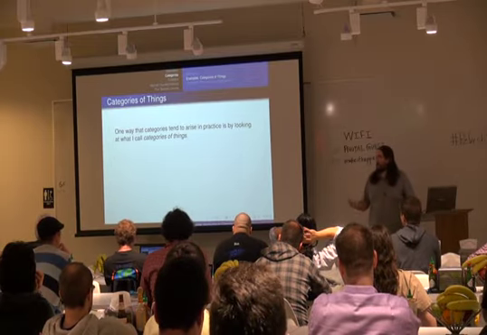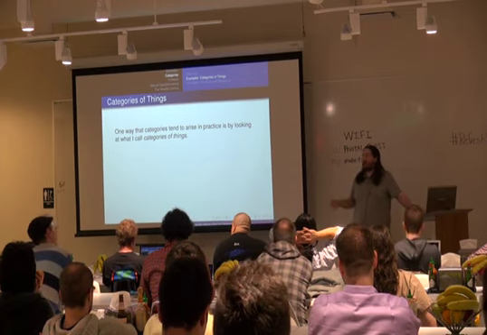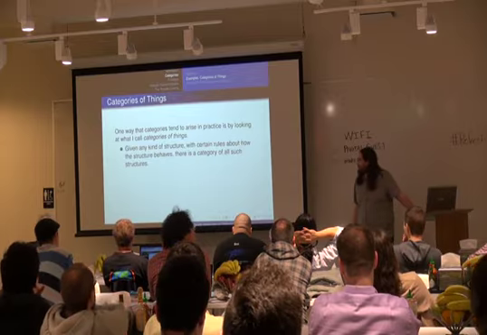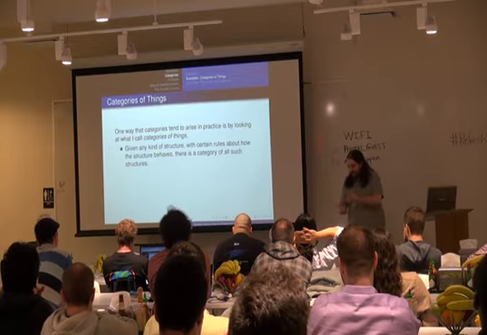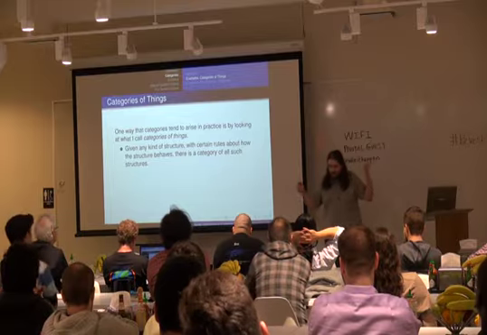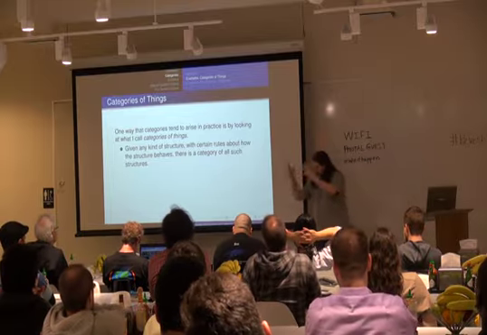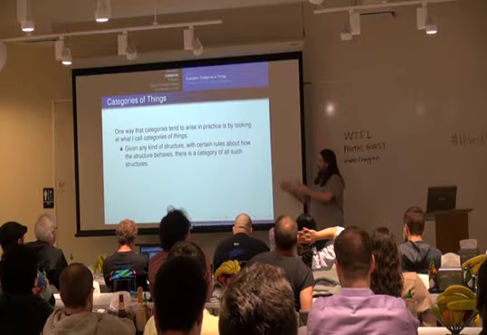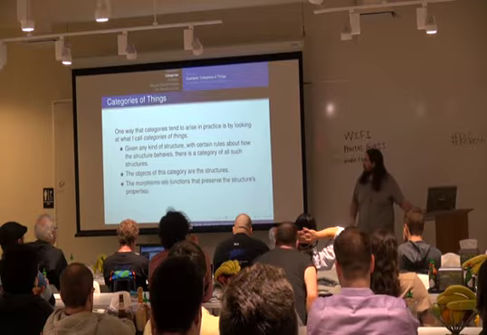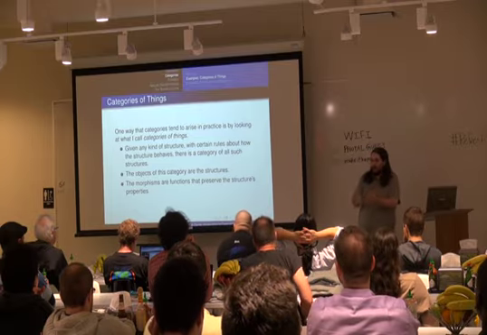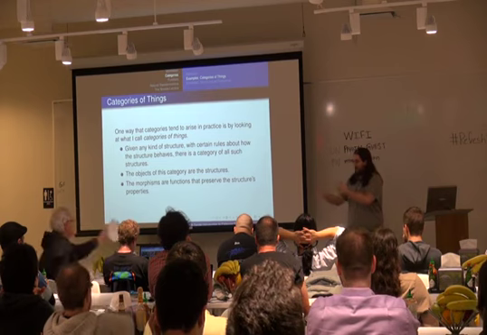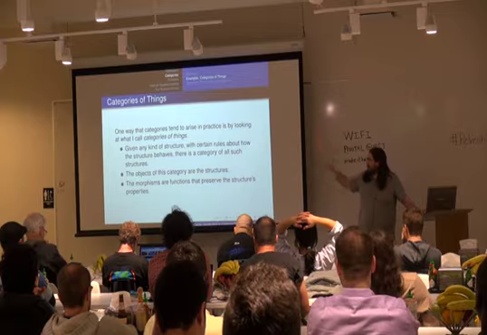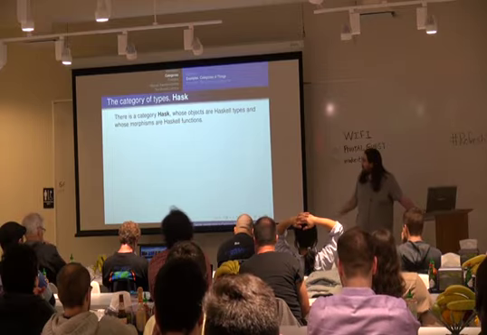One way that you get these categories in practice is by looking at what I call categories of things. This is not an official term, this is just something I made up. So you've got some kind of structure that you're interested in. Maybe they're sets, maybe they're some other weird collection thing you're looking at, and you've got rules about how this thing behaves. Then you can talk about a category of all of these structures, where the objects are the structures themselves and the morphisms are structure-preserving functions in some sense. So I'm going to go into some detail about some examples of what this stuff means.